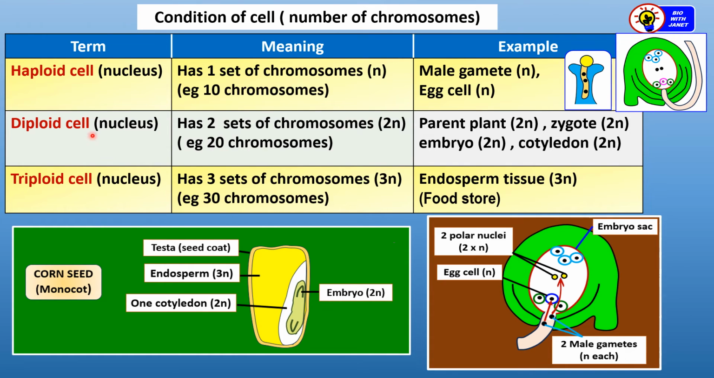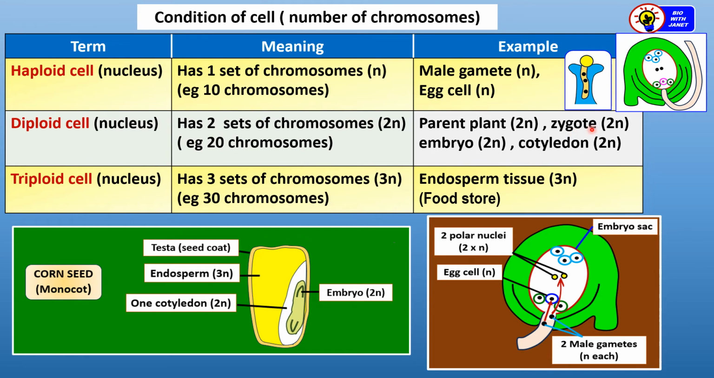Now, let's go on to the diploid cell or nucleus. It has two sets of chromosomes, or 2n, two sets, so 2n. For example, if the haploid cell has 10 chromosomes, the diploid cell will have 20 chromosomes because there are two sets of chromosomes in them, two sets of 10 chromosomes in them. Examples of cells or even organisms that are diploid are the parent plants. Okay, even humans also consist of diploid cells, okay, diploid somatic cells.